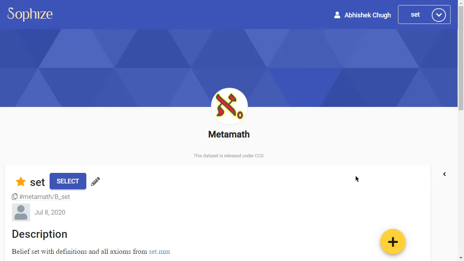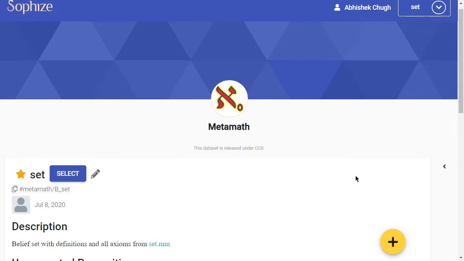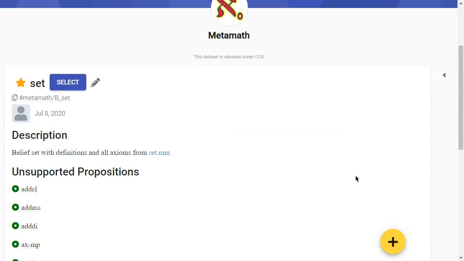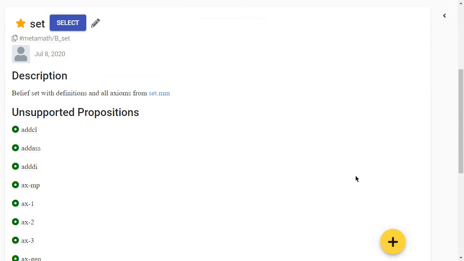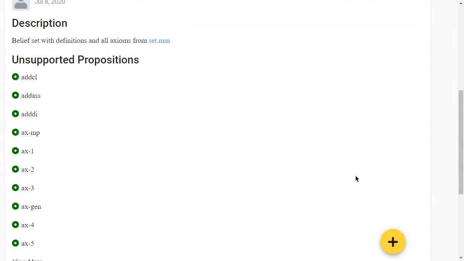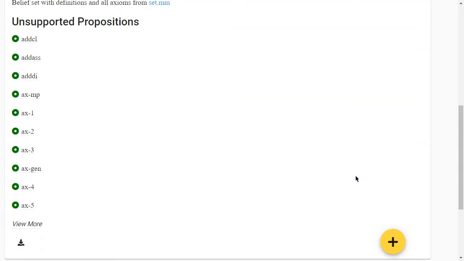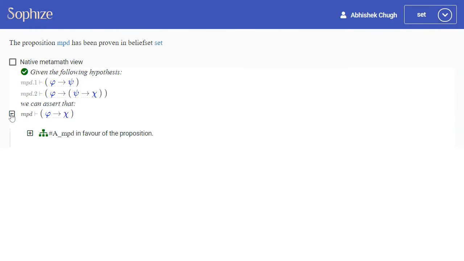This page shows the belief set that contains all $A turnstile type propositions in set.mm database. There are 909 propositions that make up the axioms and definitions in set.mm. Now let's take a look at the proof of mode exponents reduction MPD in this belief set.